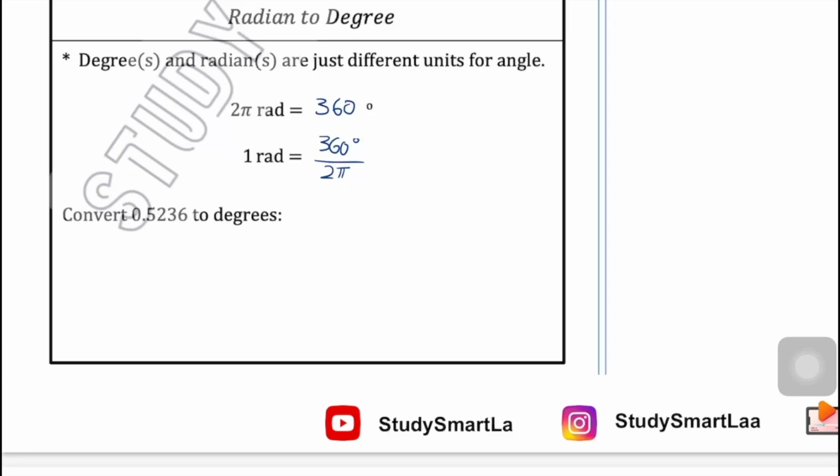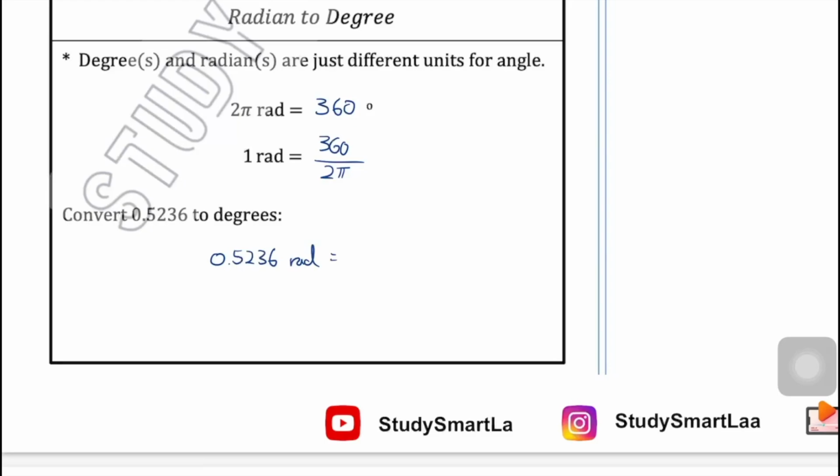So very similar flow to the previous, and how we get 1 is the same, right? Divide by 2 pi on the left side, divide by 2 pi on the right side. So that's why I end up with this. Okay, so with that, we can go on and try to convert a value, a radian, to degree. So let's say now I have 0.5236 radian, and I want to find out how much degree that is, right?